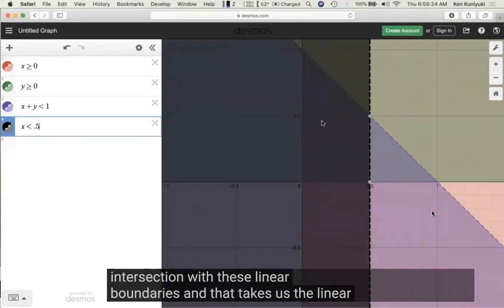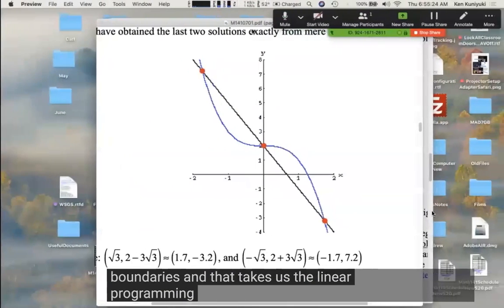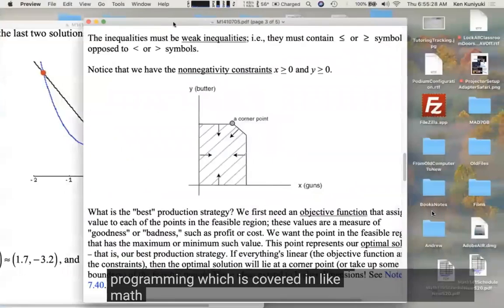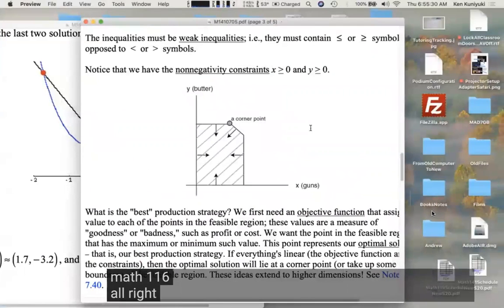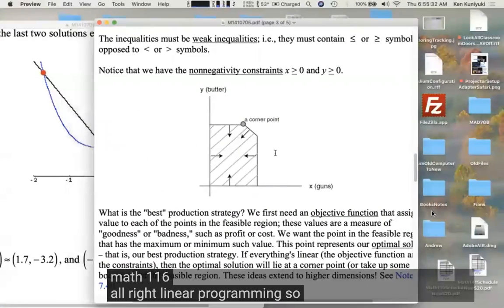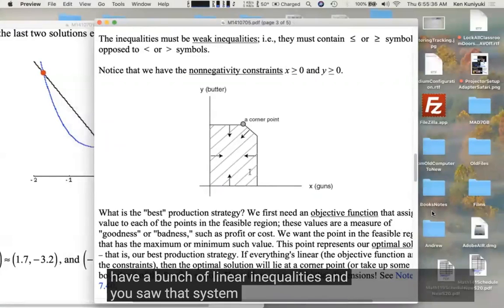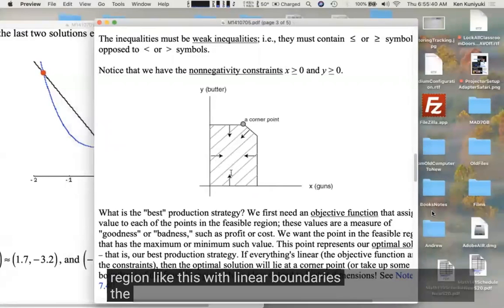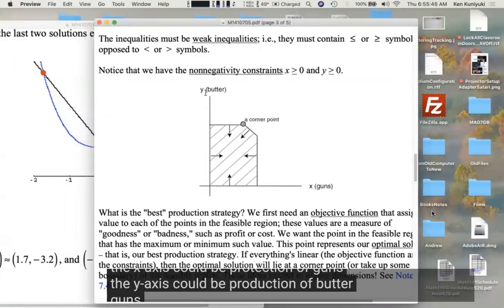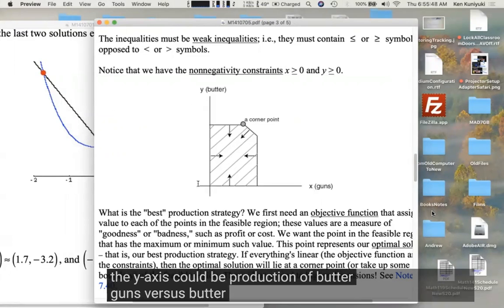And that takes us to linear programming, which is covered in like Math 116. All right, in linear programming, if you have a bunch of linear inequalities and you solve that system, you might get a region like this with linear boundaries. The x-axis could be production of guns. The y-axis could be production of butter, guns versus butter.